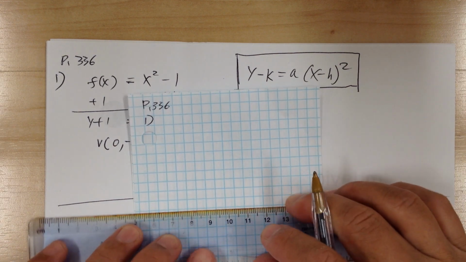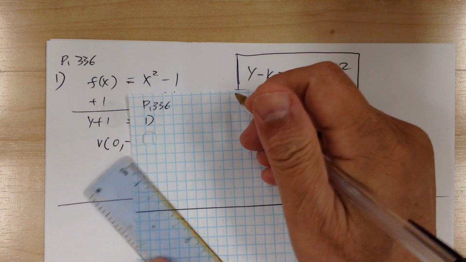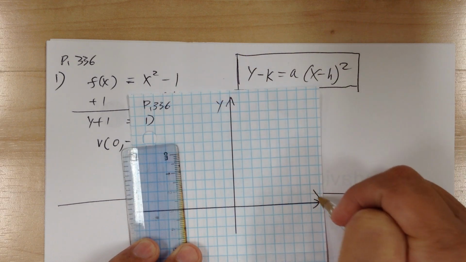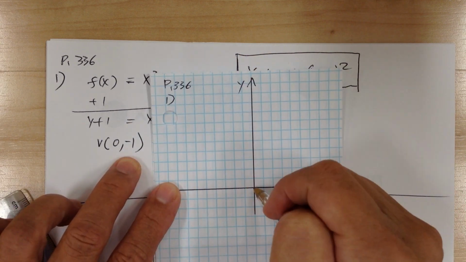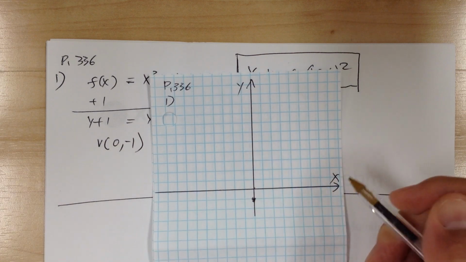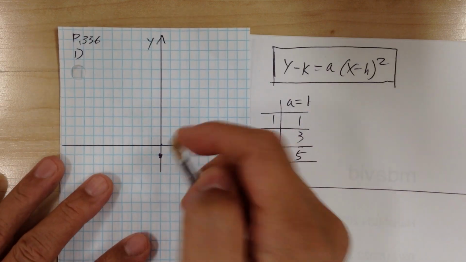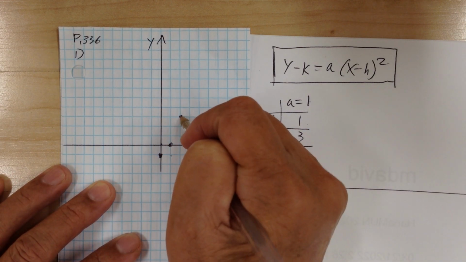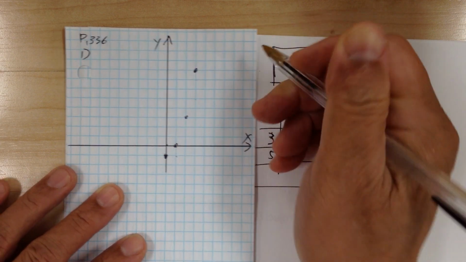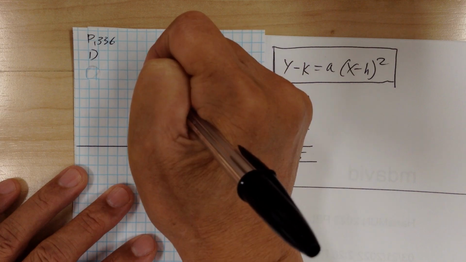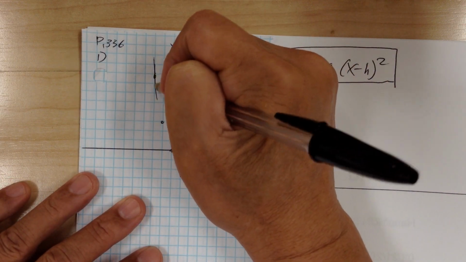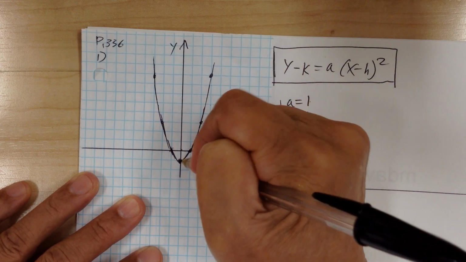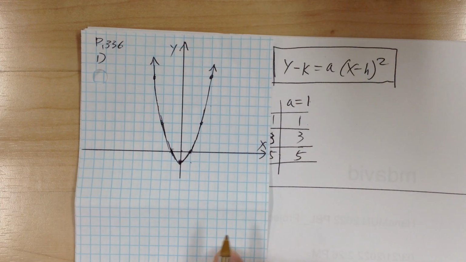So for this one, vertex is 0, negative 1, so 0, negative 1 is over here. And then you use the increments, the 1, 3, 5. The first time you go over, you go up 1 because it's positive. The next one you go up 3, then you go up 5. And then the other side will be just symmetrical. Again, the quadratic is always symmetrical. Then just connect them. And so that's it for number 1.